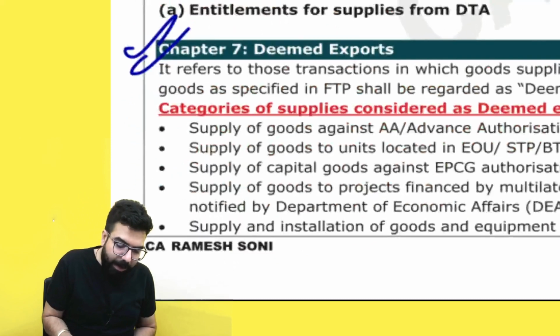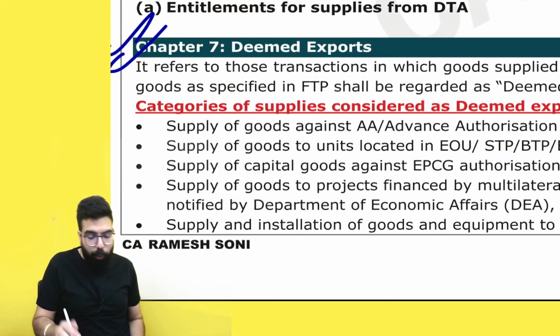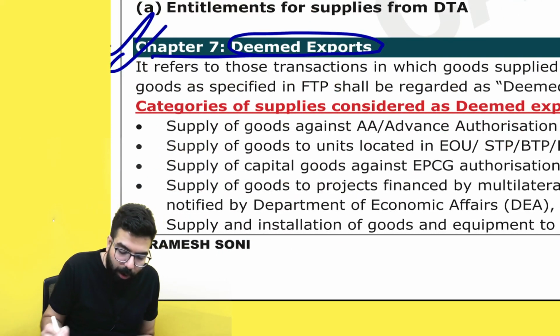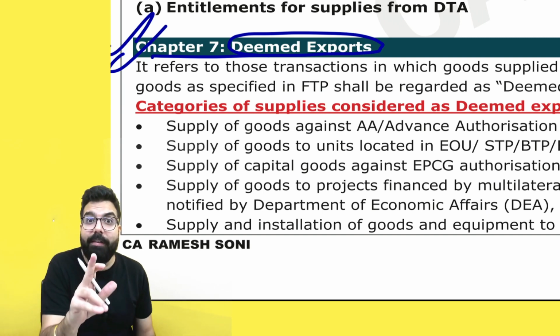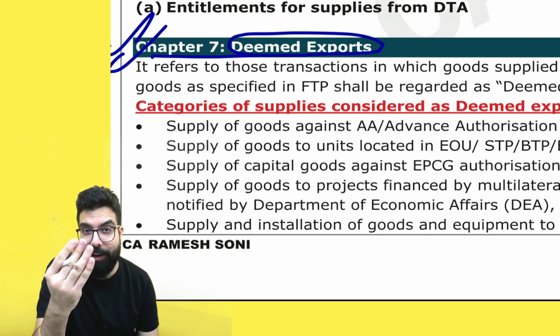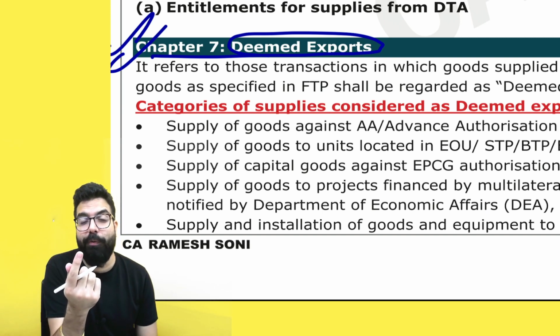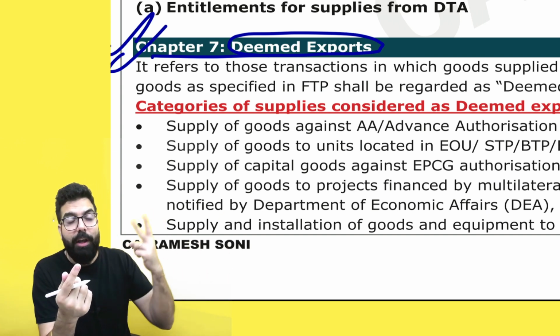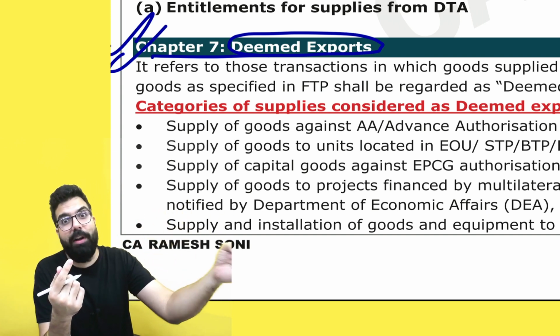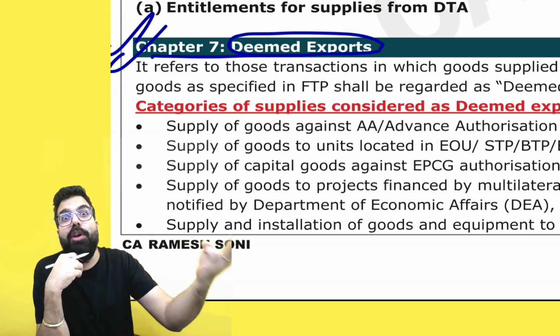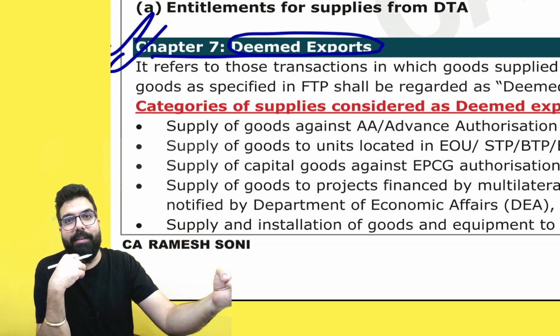In customs, deemed exports are covered in chapter number 7. What are the various deemed exports? Listen, in GST there are only 4 categories. If you are supplying to an advance authorization holder, that is a deemed export. If you are supplying to an EPCG authorization holder, that is a deemed export. If you are supplying to an EOU, that is a deemed export. Yes, sir, we remember this.